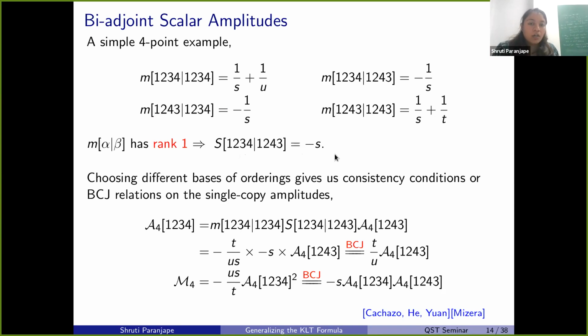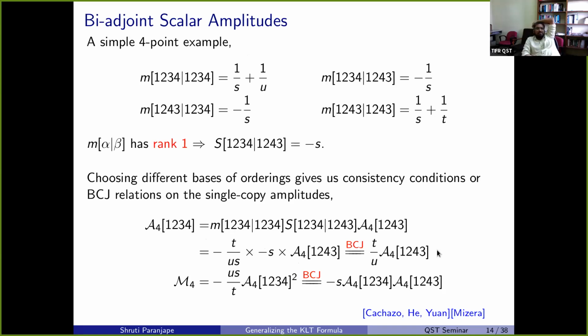And now I can impose the BCJ relations. So that looks basically like 1 times the amplitude gives you the amplitude. And as you can see, the amplitude over here is in a different basis than the amplitude over here. I use my kernel minus S, I use my 4-point amplitude given over here, and I put it together and I get a linear relation between 2 different orderings.